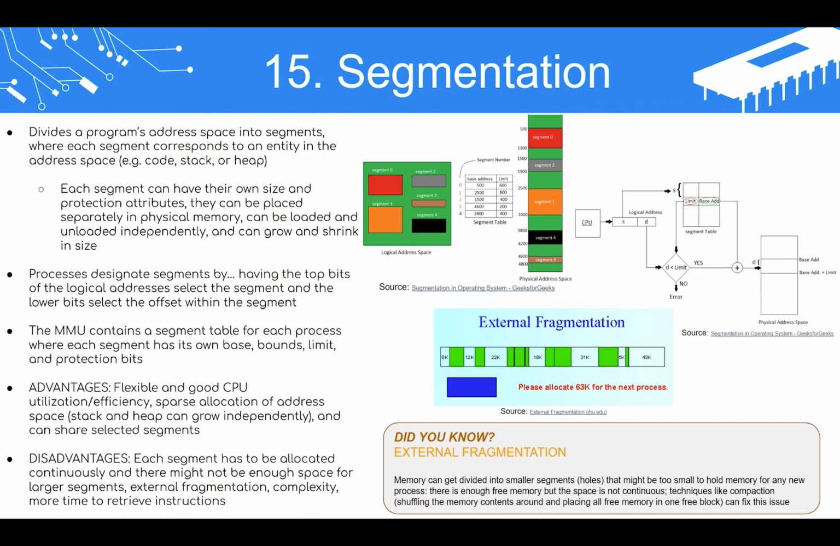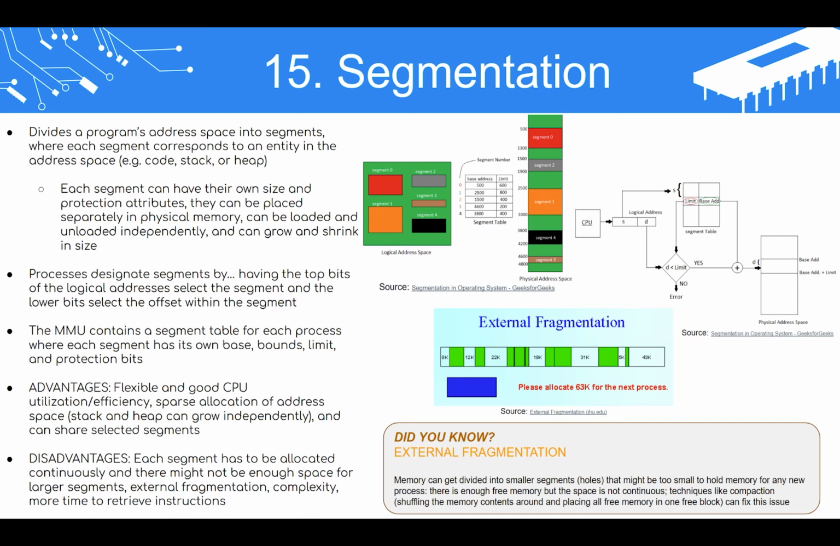The main advantage of segmentation is it has good CPU utilization, segments can be shared, and the space can be allocated sparsely. However, the main disadvantage of segmentation is that it generally takes more time to retrieve instructions, and the segments have to be allocated continuously. This may cause external fragmentation, which is where, although we have enough memory in total for a new process, we do not have a continuous block of the required size.